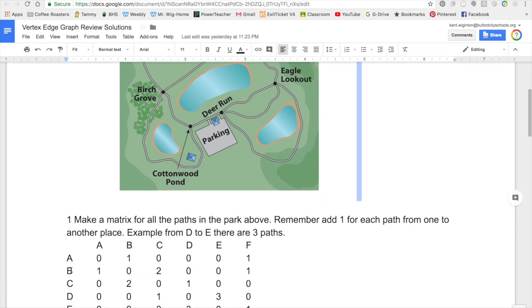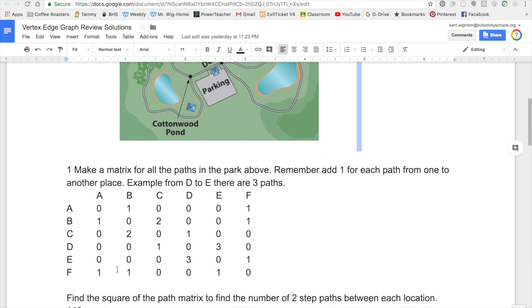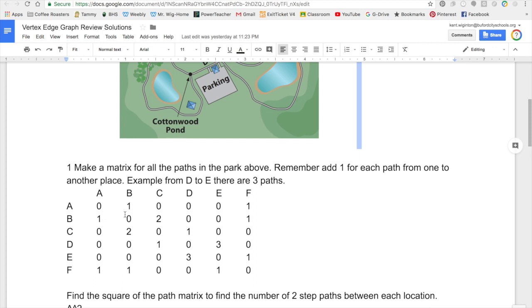So when I look at B to C, there are two different paths. We can go backwards as well, from C to B. So we go down to the C row, and from C to B there are also two different paths. Going one direction would obviously be different if I'm starting at Birch Grove or at Cottonwood Pond, so I have to address those individually. You can pause the video if you want to, just to double check your answers. You can see the different values that I've put into this matrix.